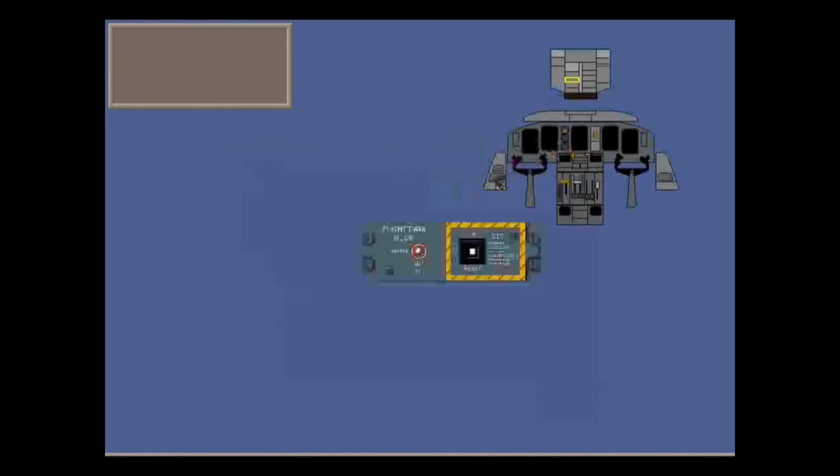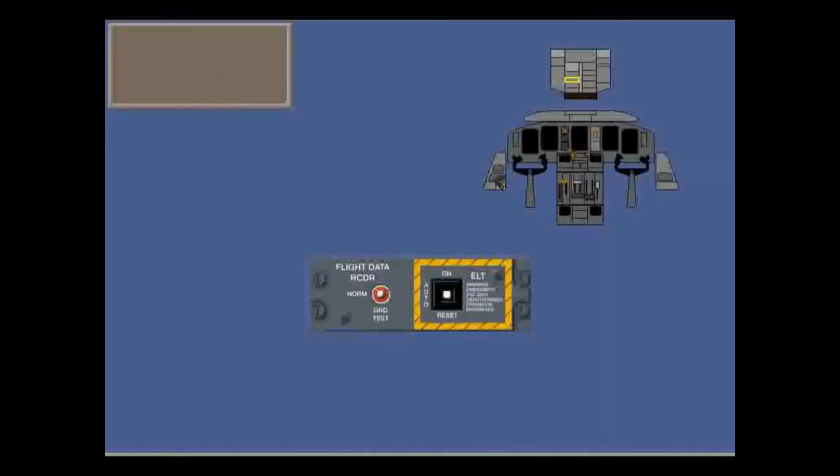The emergency locator transmitter, ELT, is housed in the dorsal fin, forward of the vertical stabilizer. The ELT is powered by its own internal battery pack and activates if it experiences a severe impact of 5G plus or minus 2G. The ELT controller is on the overhead panel.